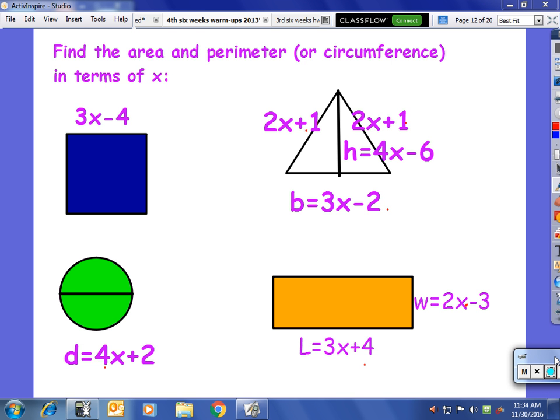All right. Area and perimeter in terms of x. Most of your questions on your quiz that you're going to take are like this. Okay, there's 2 problems that involve Chapter 6 stuff, and we'll review that in a minute. But this is Chapter 7 stuff.